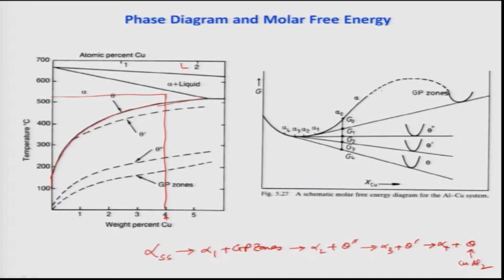Remember, GP zone is nothing but a few layers of copper atoms on the 001 planes of the alpha. So therefore, if I draw a common tangent between the GP zone and this alpha, what I see is that it cuts at alpha 1 here and it cuts there. So GP zones will have quite a lot of copper.